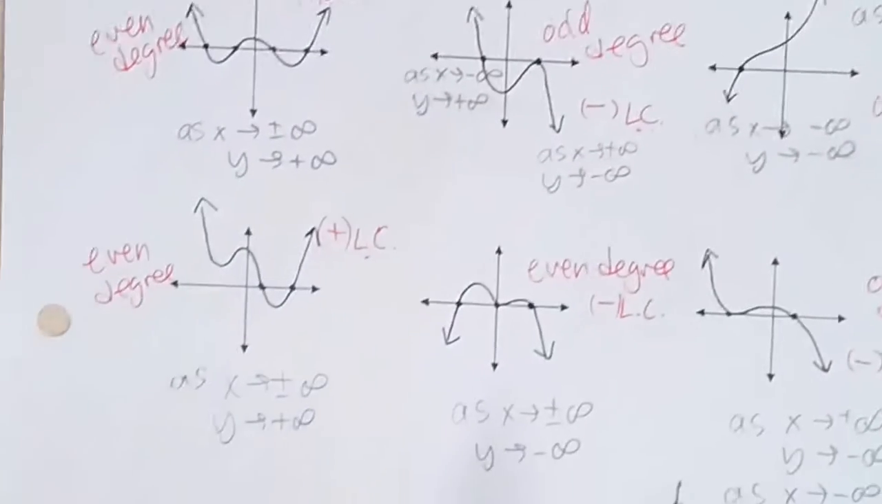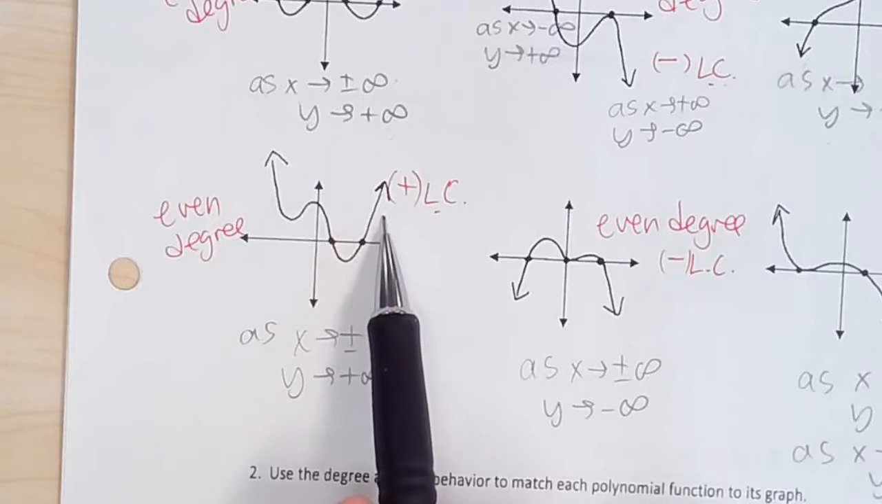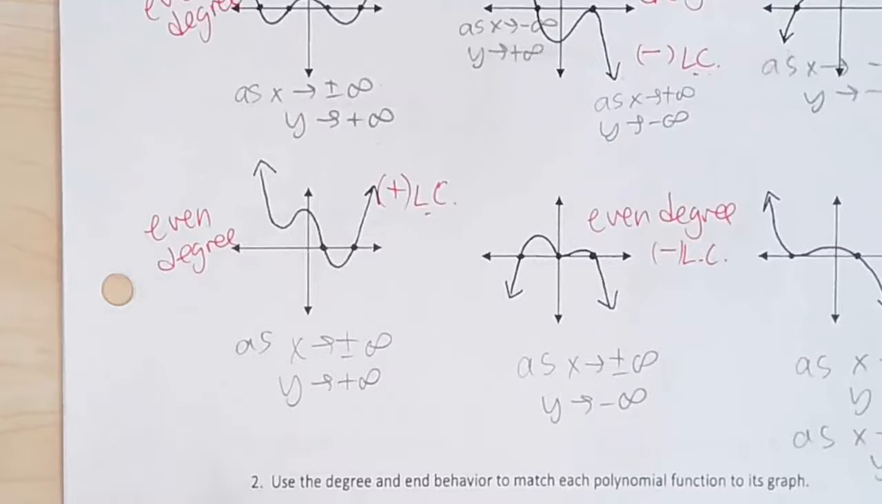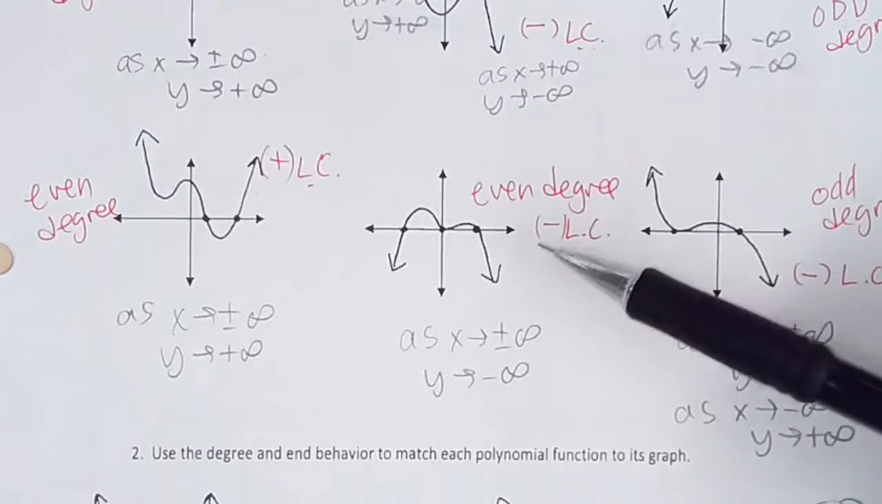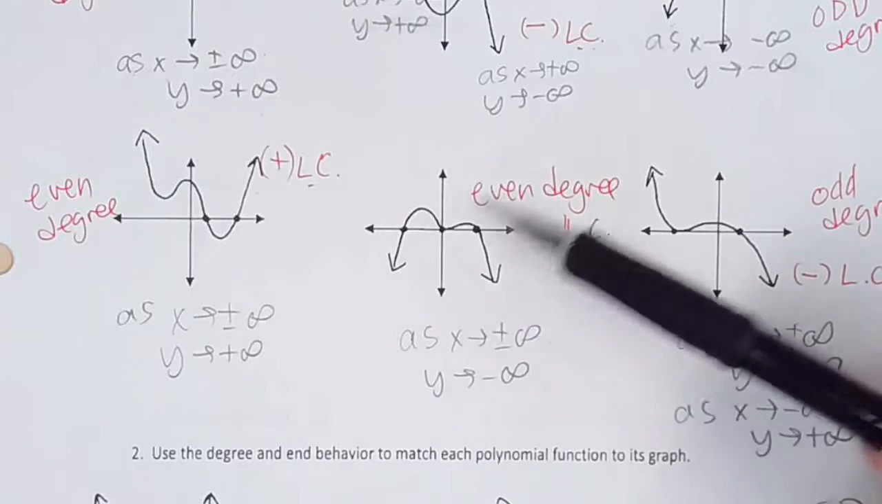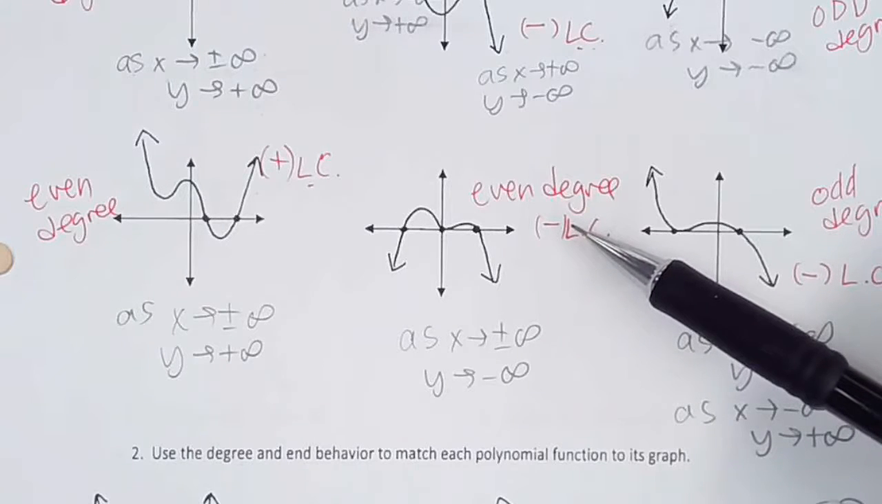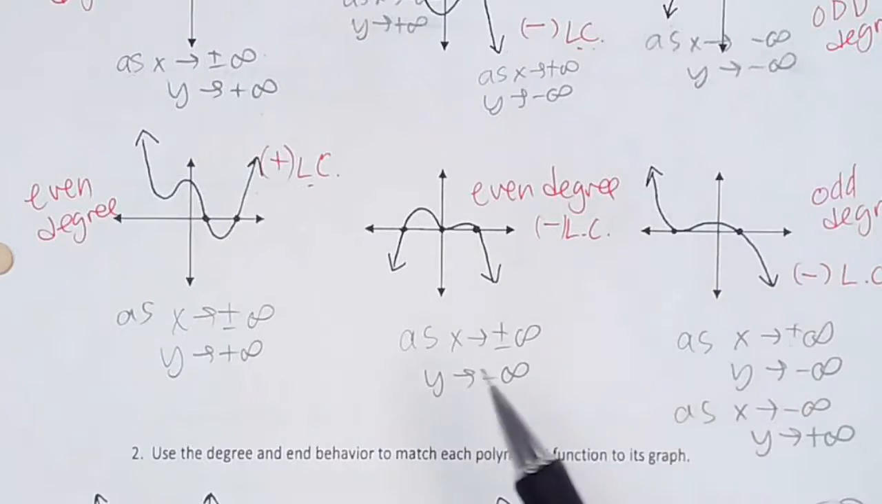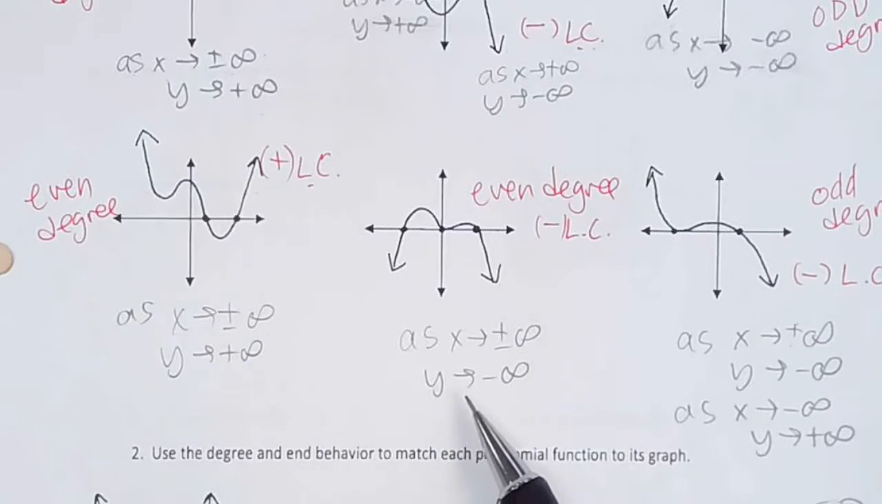Next problem. Even degree because it's up on both sides, on the right and on the left. And again, when it's even, you can combine: as x goes to plus or minus infinity, y goes to positive infinity. Positive leading coefficient there. The next graph is down and down. That's an even degree because it's pointing the same way. It's negative leading coefficient since it is down. And you can say as x goes to plus and minus infinity, y is going to negative infinity.